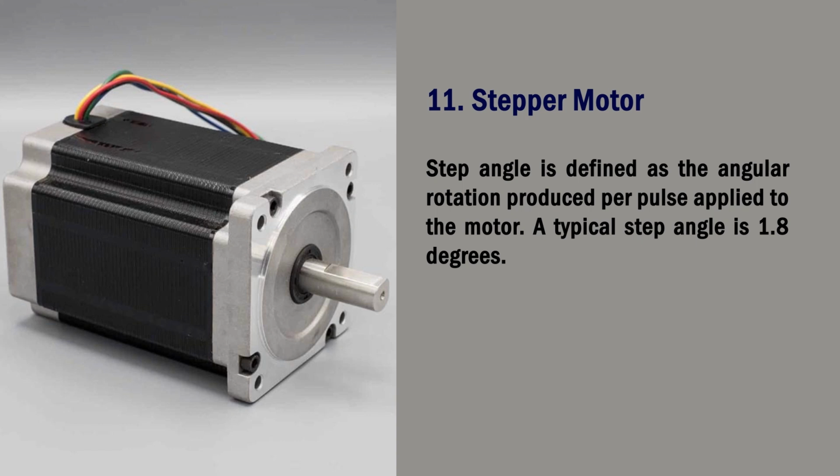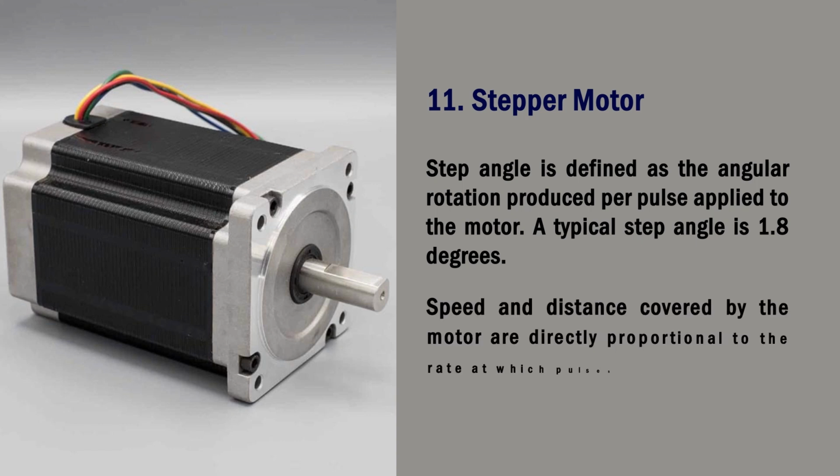The step angle is defined as the angular rotation produced per pulse applied to the motor. A typical step angle in a stepper motor is 1.8 degrees. The speed and distance covered by the motor are directly proportional to the rate at which pulses are applied.